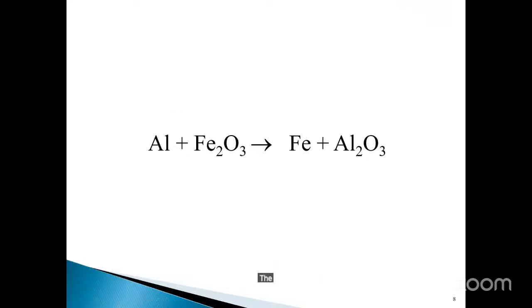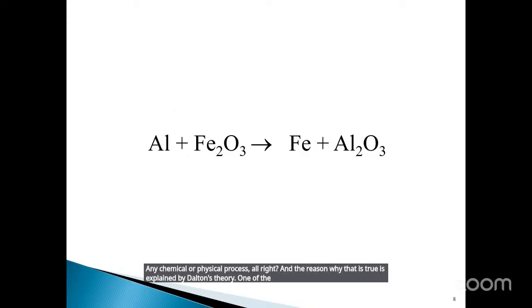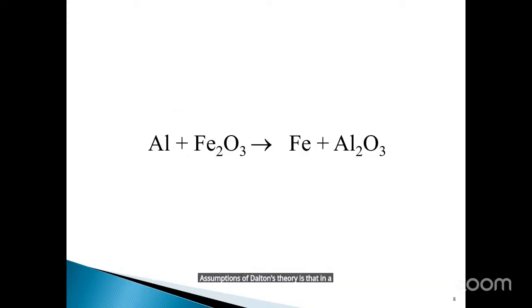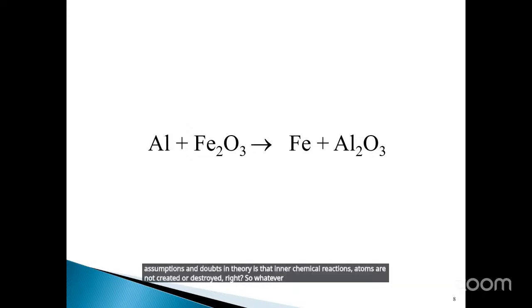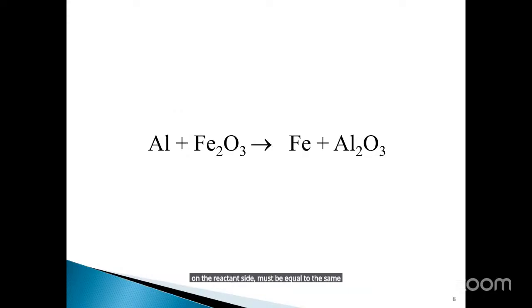The conservation of mass law says that matter is not created nor destroyed in any chemical or physical process, all right? And the reason why that is true is explained by Dalton's theory. One of the assumptions of Dalton's theory is that in a chemical reaction, atoms are not created nor destroyed, right? So the same number of atoms of each element that exist on the reactant side must be equal to the number of atoms of each element on the product side. And the equation must reflect that.